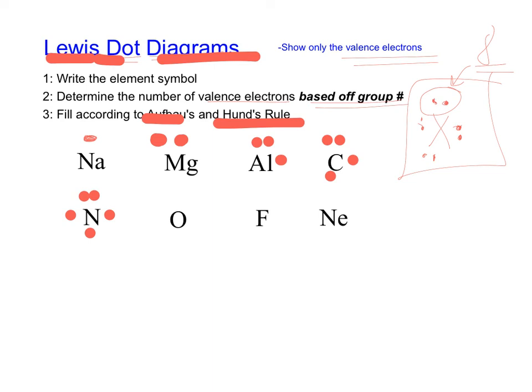Oxygen is in group 16, which has 6 valence electrons. 1, 2, space it out, 3, 4, 5, double up 6. Fluorine is a halogen, group 17, therefore has 7 outer electrons. It's so close to being stable. It has 1, 2, 3, 4, 5, double up 6, double up 7. And then neon is our full group 18, 8 electrons, so 1, 2, 3, 4, 5, double up 6, double up 7, double up 8.